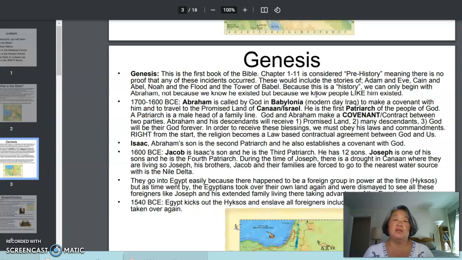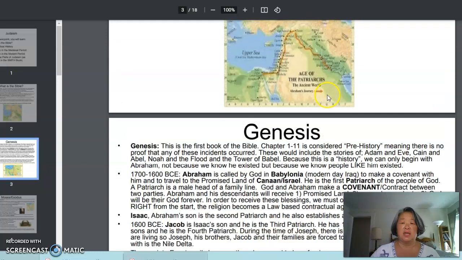Now, Genesis is the first book of the Bible. Genesis chapters 1 through 11 is generally considered prehistory. So we push that to the side because it's more myth than actual history. We do begin with Abraham because even though we don't know he existed, we know people like him existed, and we can date him to about 1700 to 1600 BCE, about 3,700 years ago. He and his descendants lived in Iraq, near the Tigris and Euphrates, or Babylon.